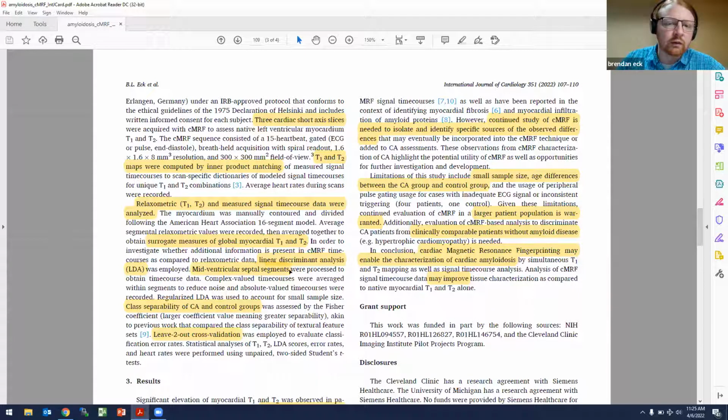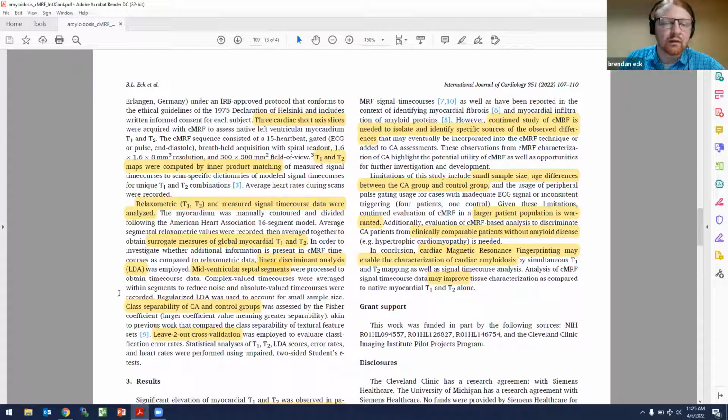So we performed linear discriminant analysis, looking at the mid-ventricular septal segments from both the relaxometry and also the signal time course data. Now, to get those MRF signal time courses, what we did is we looked at those myocardial segments, and we obtained complex valued average time courses throughout those segments. And that averaging helped to reduce noise. And then we used the absolute valued time courses for analysis.